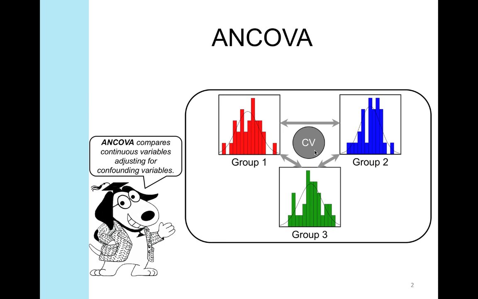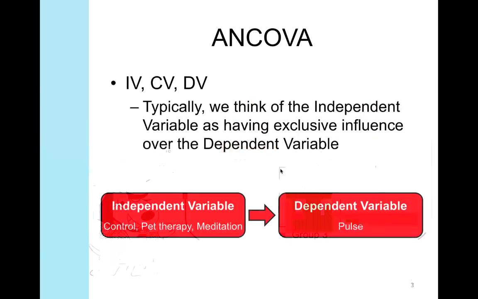we're going to talk about this covariate, which is also known as a confounding variable. Typically, in that ANOVA analysis, we think of the independent variable, our three groups here, as being the exclusive influence over the dependent variable.